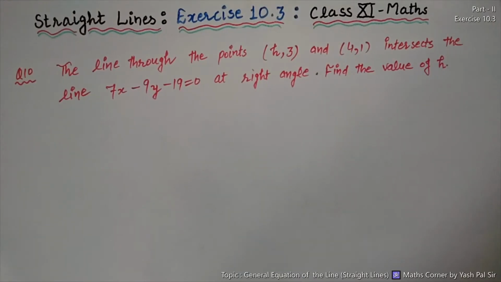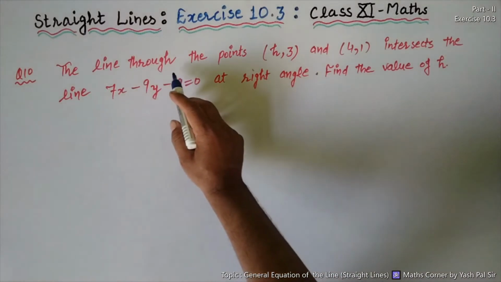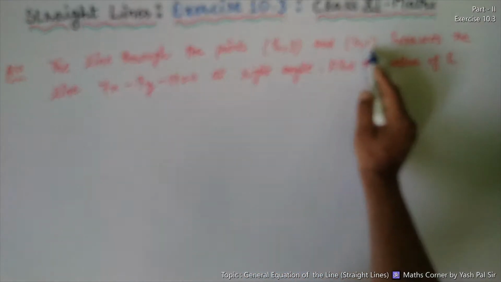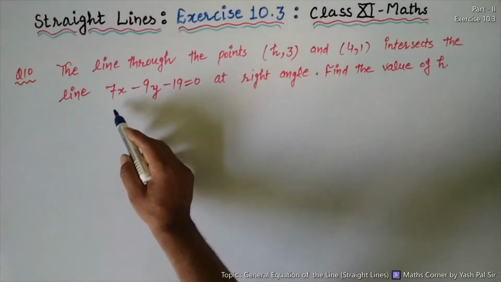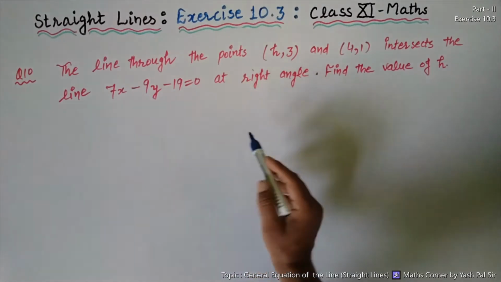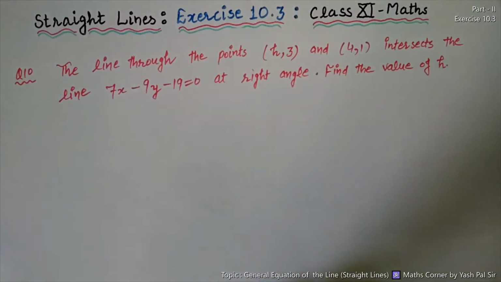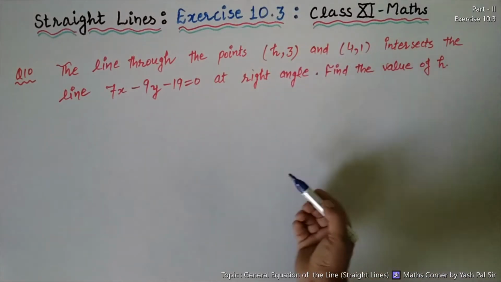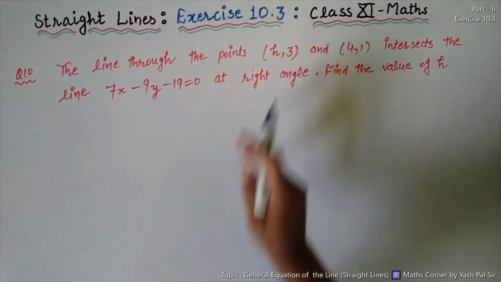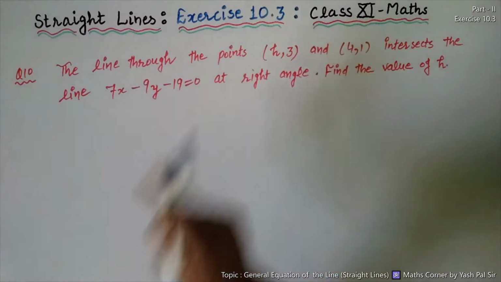Question number 10. The line through the points (h, 3) and (4, 1) intersects the line 7x minus 9y minus 19 equal to 0 at right angle. Find the value of h. So here, what is the need? We need to find the slopes of the two lines. The first line joining these 2 points.